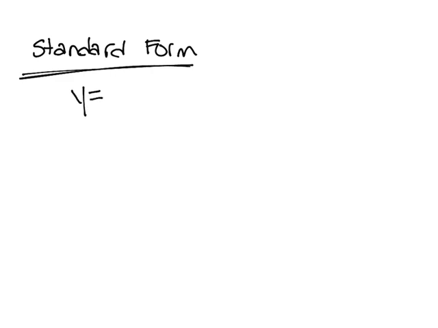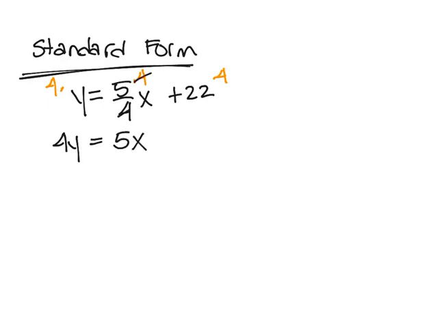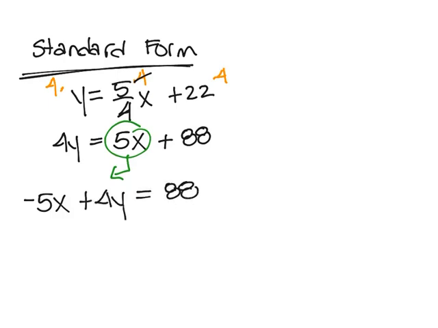So if your equation came out to be y equals 5 over 4x plus 22, first thing we're going to do is multiply by 4 because standard form does not do fractions, okay? So we're going to multiply by 4. That would give us 4y equals, 4's cancel here, leaving 5x plus 88. Next, you're going to move your x in front of your 4y by changing signs. So that would be a negative 5x plus 4y equals 88.